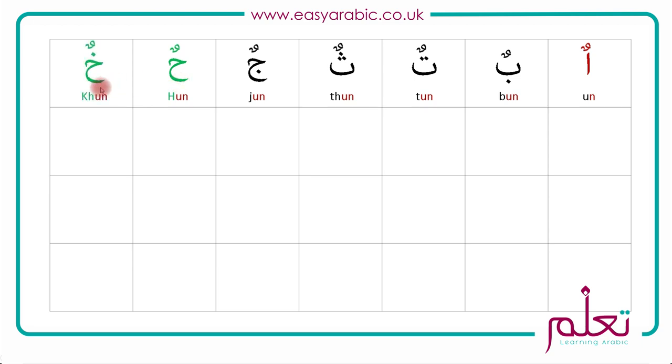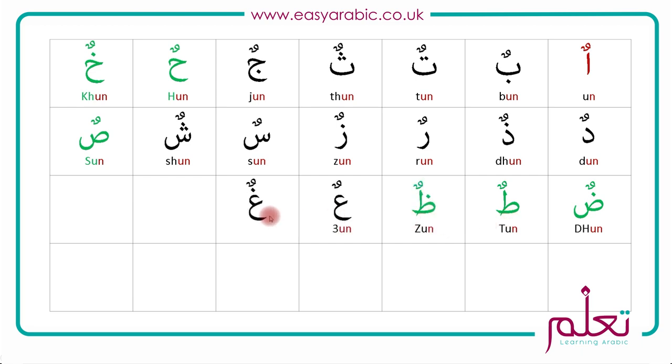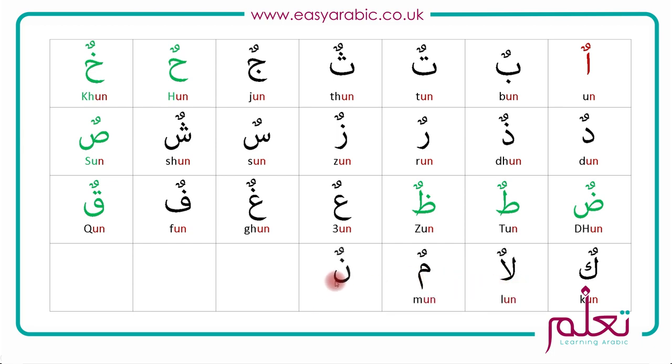The first one is un, bun, tun, thun, jun, hun, khun, dun, dhun, run, zun, sun, shun, sun, dun, tun, zun, un, ghun, fun, qun, kun, lun, mun, nun, hun, wun, and finally, yun.